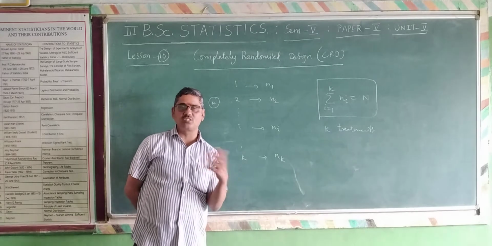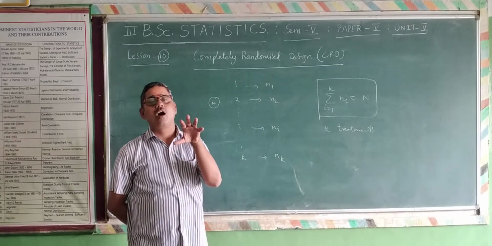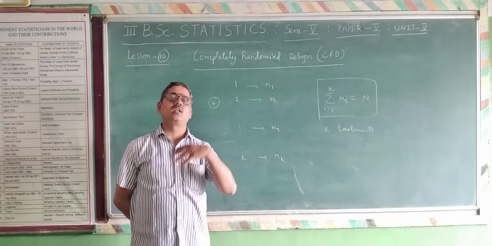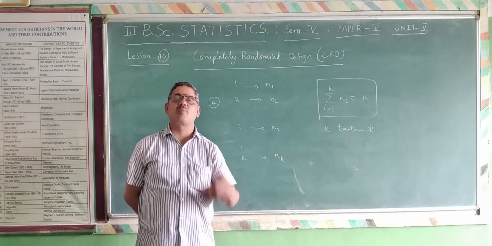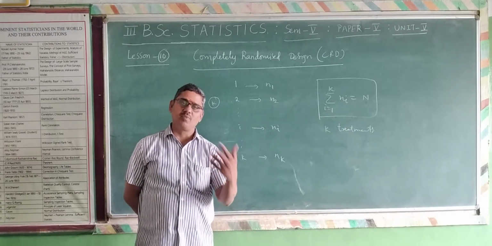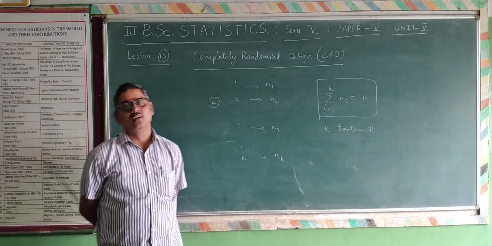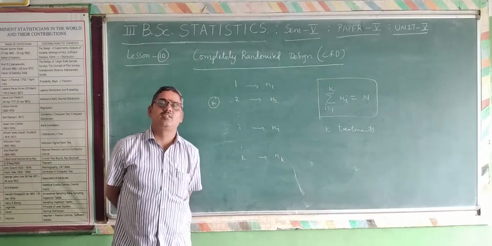So the basic definition is very simple: allocating the treatments randomly to all the experimental units over the entire experimental material by using the principles of replication and randomization is known as completely randomized design. Clear? This is the definition of CRD, completely randomized design.